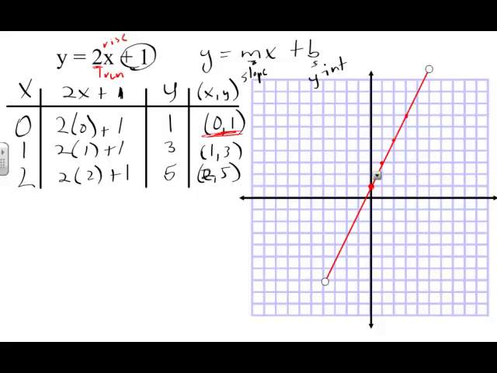Now if we go back just to prove our point, here's 1, 3, and there it was. Here's 2, 5, and there it was. So it's just a different way of doing it. All right, hopefully that helps you, and we'll discuss more of this later.